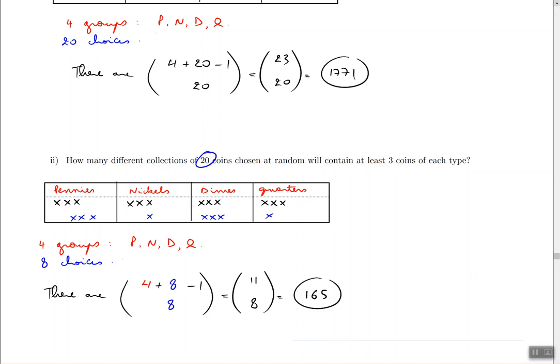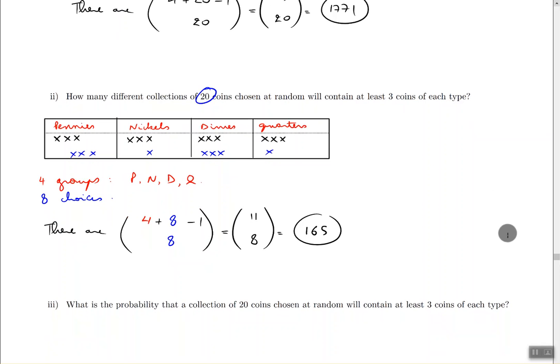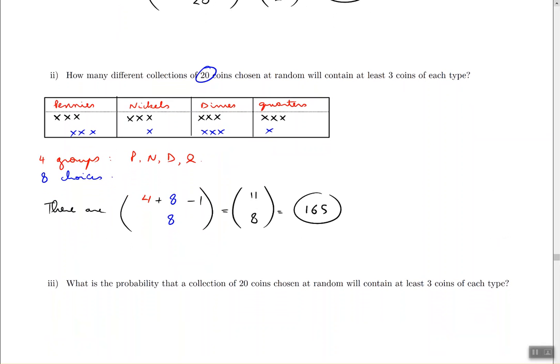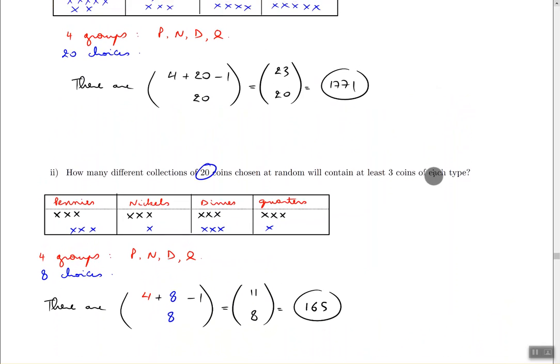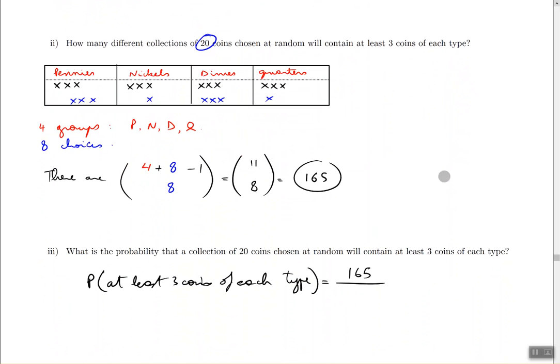Okay, so finally, what's the probability that a coin collection of 20 coins will contain at least 3 coins of each type? So the probability of having at least 3 coins of each type is going to be a fraction where we have the 165, because that's how many coin collections contain at least 3 of each coin, divided by the total number of selections. How many total? Well, 1,771. So 1,771, and let's figure out what the number is, turn it into a percentage. So I'm getting 9.32%.